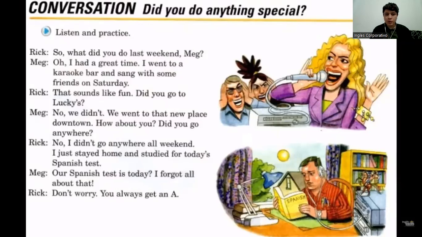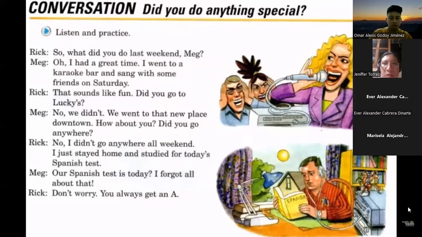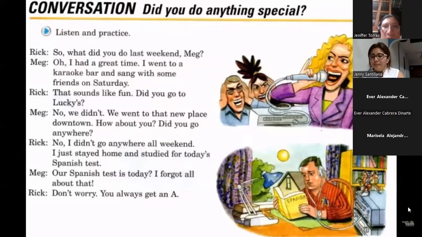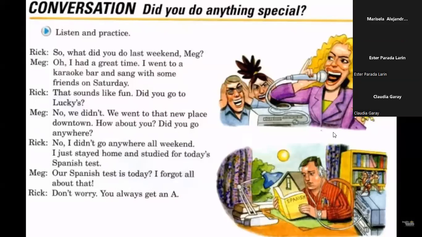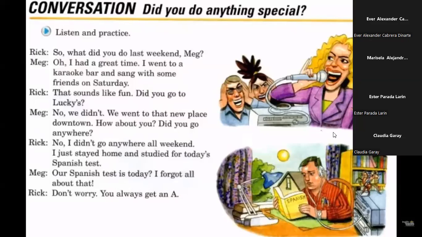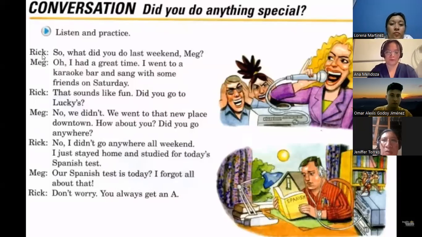Okay, hello guys, hello. So we are going to wait for the rest, guys. Welcome, welcome. So did we finish this exercise, guys? Did we finish? Yes? Perfect. So let's see, first, guys, let's practice this, okay? I'm going to choose some of you that can help me. Let's see. We have Jenny Santillana. Hello. Hi, Jenny. Well, Jenny, you're going to help me with Maricela. Maricela, hello. Hi, you're going to help me. So, Jenny, you're going to be Rick, and Maricela, you're going to be Meg, okay? So, let's start, girls, please.